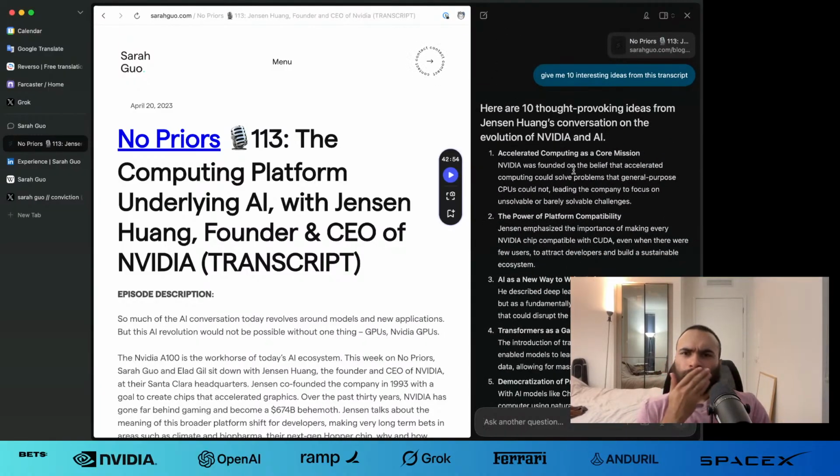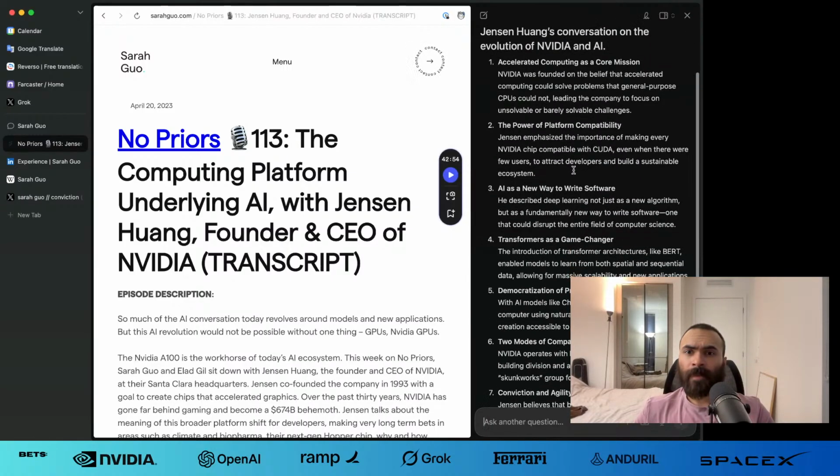AI. Accelerated computing as a core mission. By the way, this was in 23, so interesting. Hey, this is cool. This is cool. It seems like a massive upgrade on our research base, and I'm guessing, I don't know how, but okay, we'll keep investing over here.